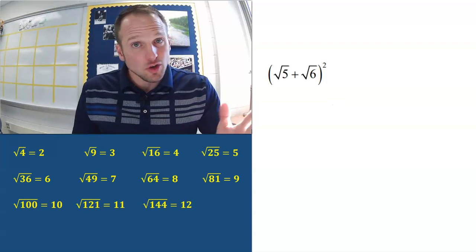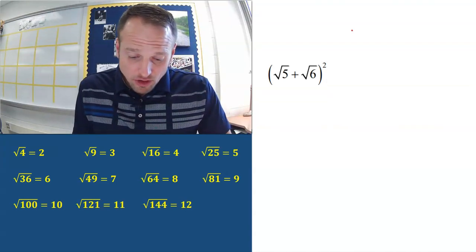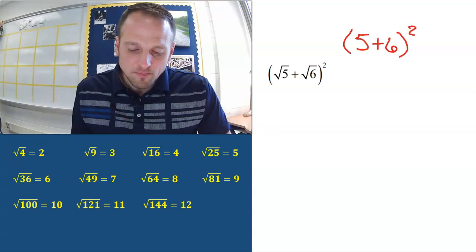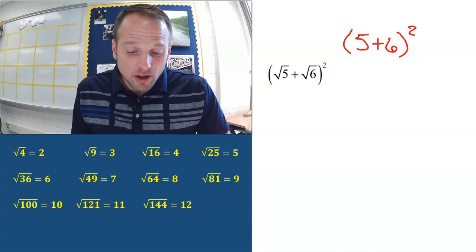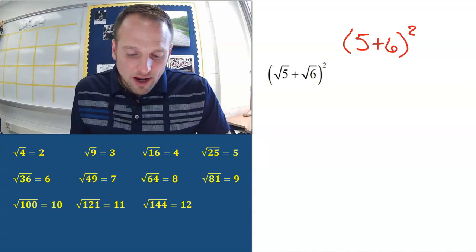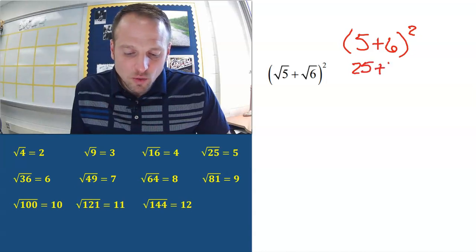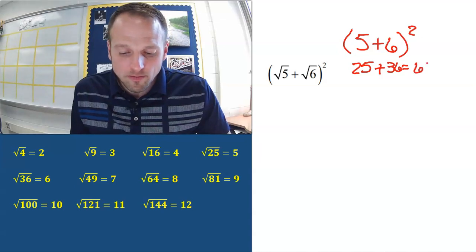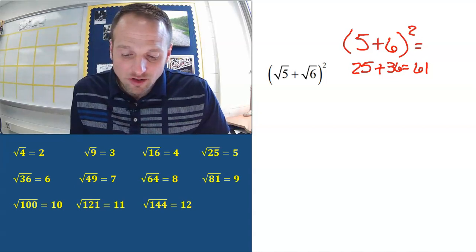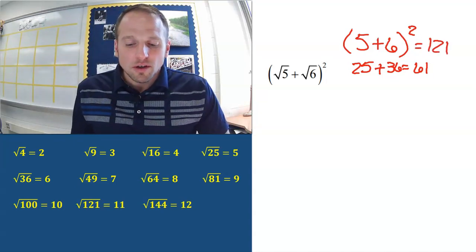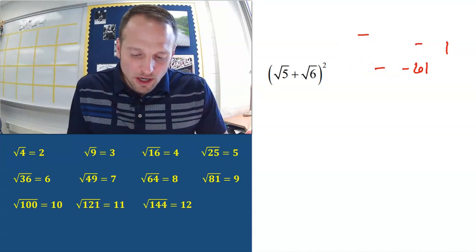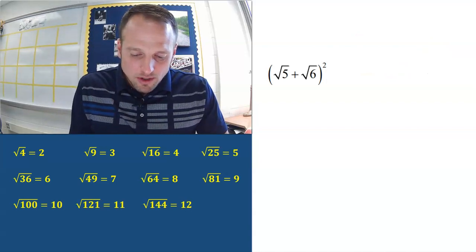If you're not sure and you want to check it, let's just check it with some normal numbers in your calculator. Is 5 plus 6 squared the same thing as 5 squared, which is 25, plus 6 squared, which is 36? That would be 61. That's not the same thing, because 5 plus 6 is 11, and 11 squared is actually going to be 121. So we can see that it's not okay to just square each one of those things individually.